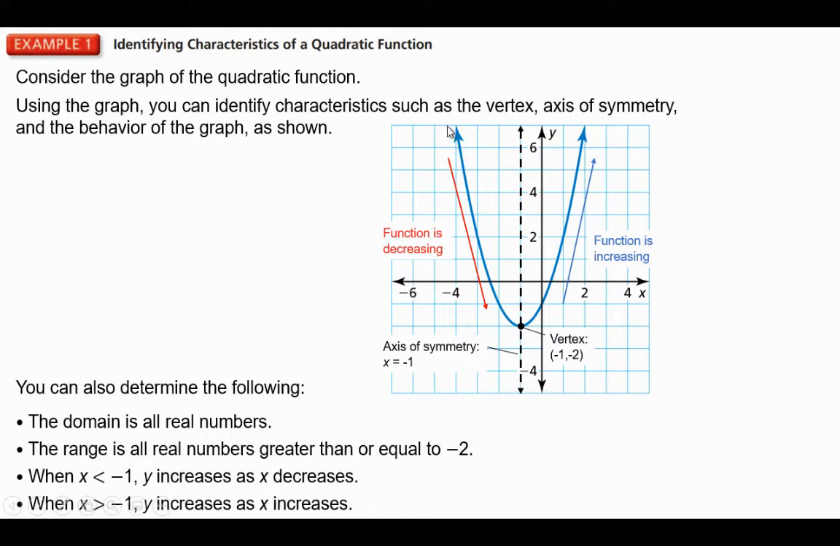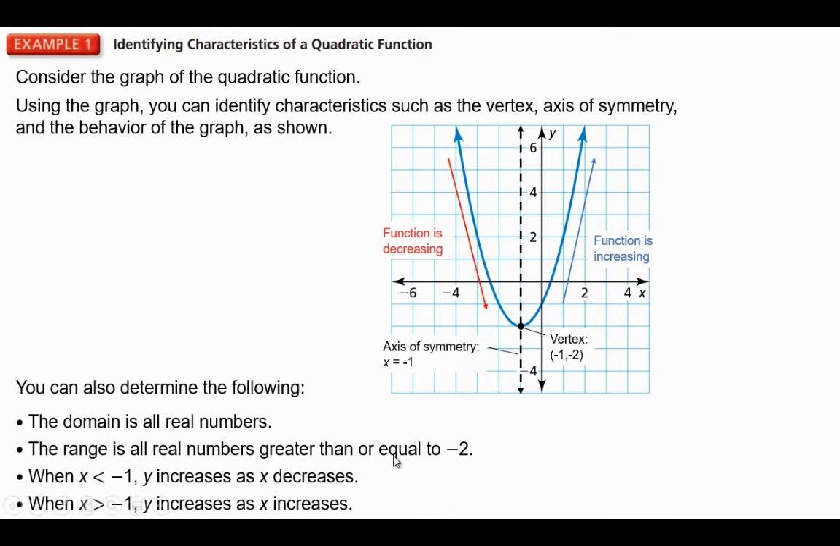All right, in this case, the function decreases all the way until x equals -1, and then it will increase when x is greater than -1. We need to talk about domain and range. For quadratic functions, domain would be all real numbers. The range is the values greater than or equal to -2.